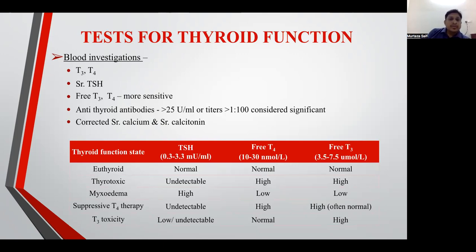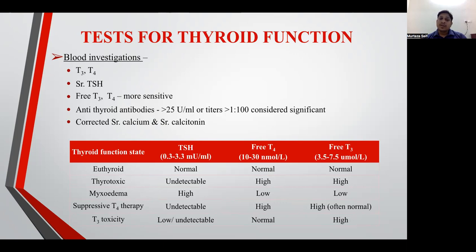Then here is the thyroid function state in reference to TSH, T3, and T4. The normal value of TSH is 0.3 to 3.3 milliunits per ml. Then T4 is 10 to 30 nanomole per liter. T3 is 3.5 to 7.5 nanomole per liter.